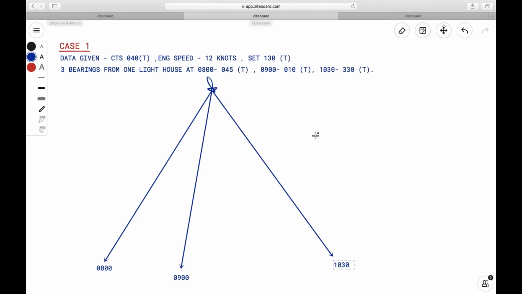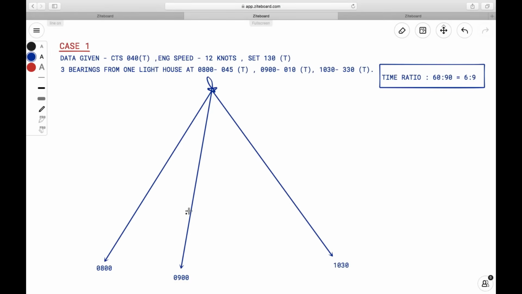Next step, we need to find the ratio of the times for the division. That is how you proceed with the 3-point bearing question. First thing you need to do is find the ratio of time or distance. Here, the time duration between 0800 and 0900 is 60 minutes, and between 0900 and 1030 it's 90 minutes. So your ratio, in the simplest form, is 6:9. This ratio we need to use in the problem. This is important.